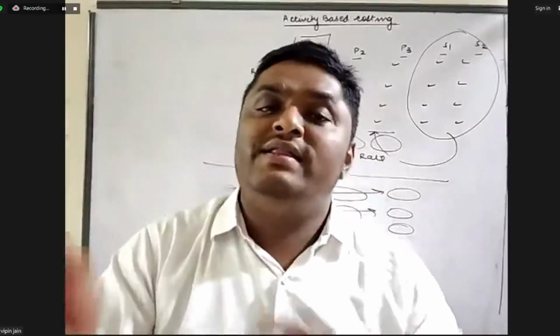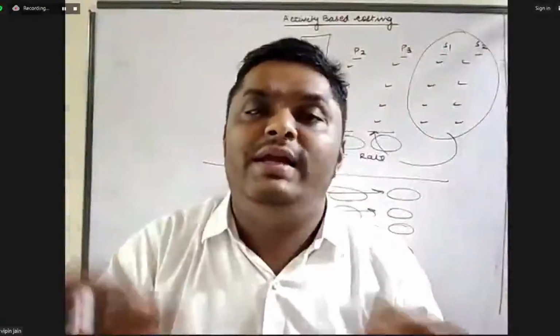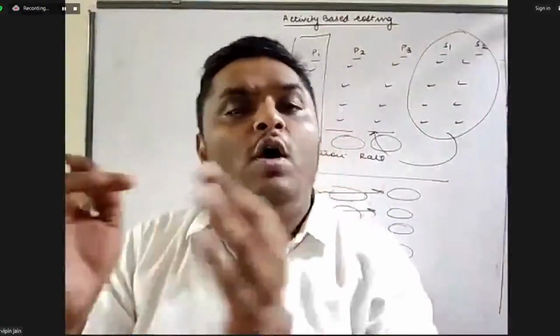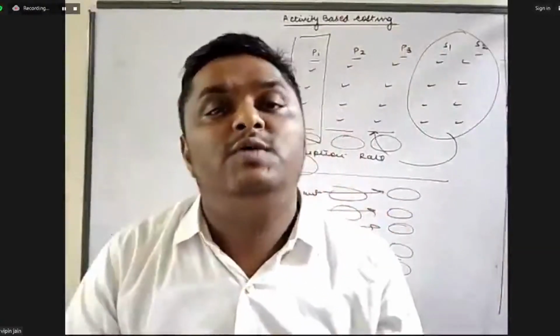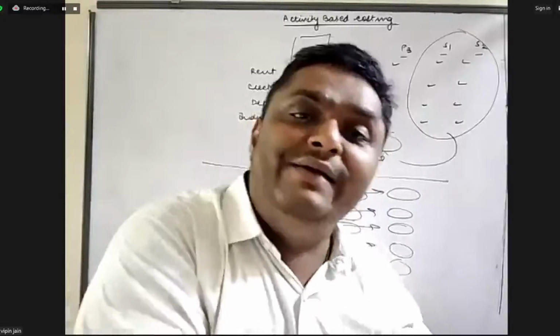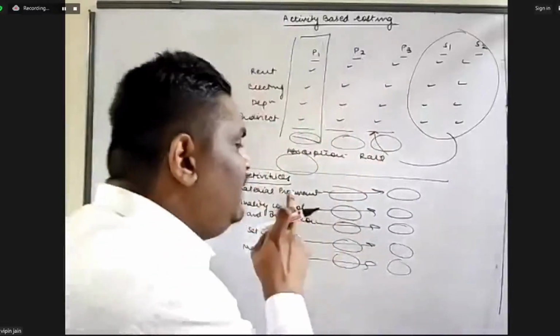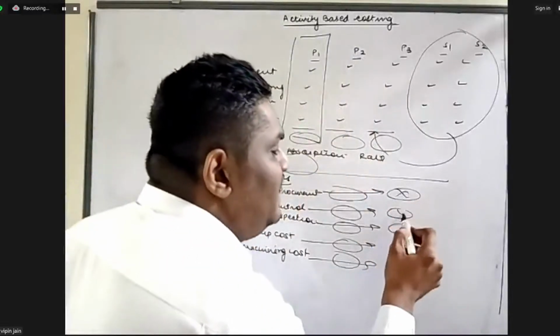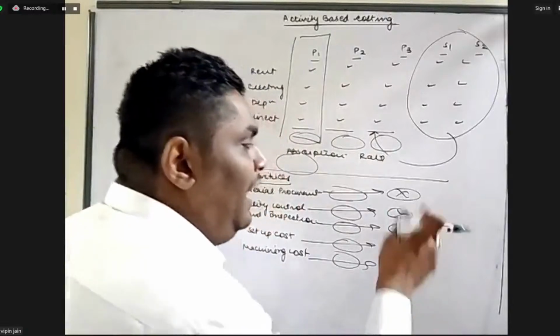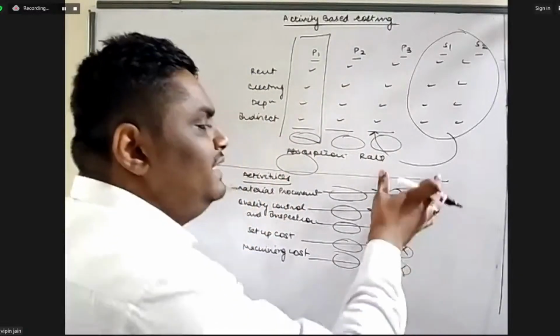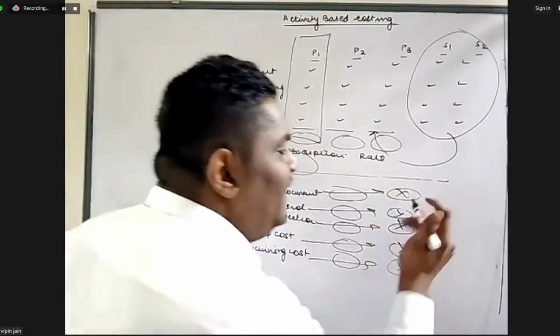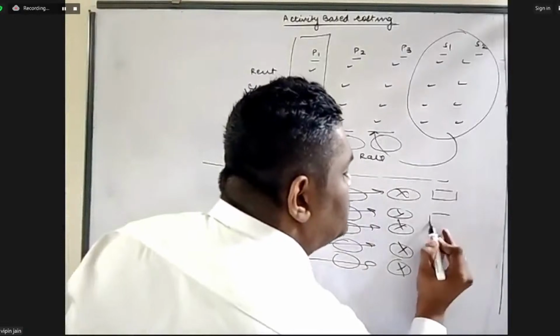In overheads, what did we do? We totaled all the overheads and divided by either machine hours or labor hours, and we were getting a single absorption rate. But activity-based costing says that for every activity there will be a separate basis of absorption. And once the basis of absorption is identified, we will calculate the absorption.